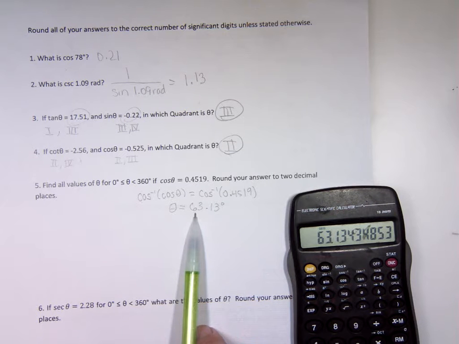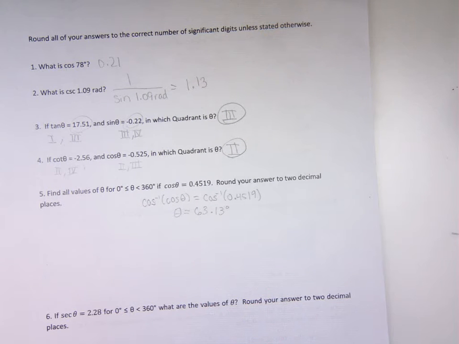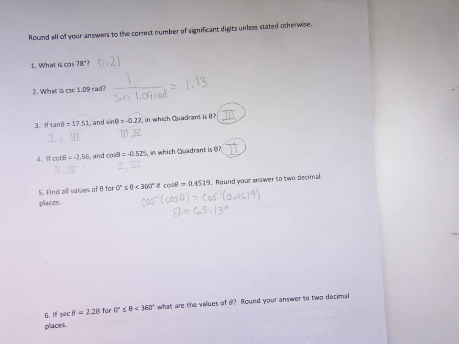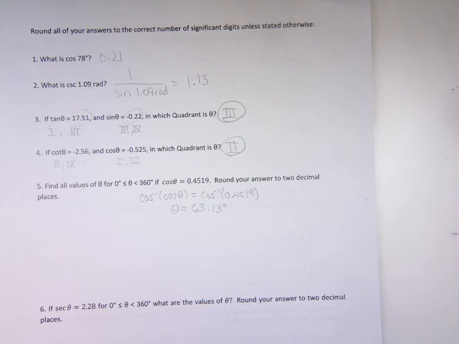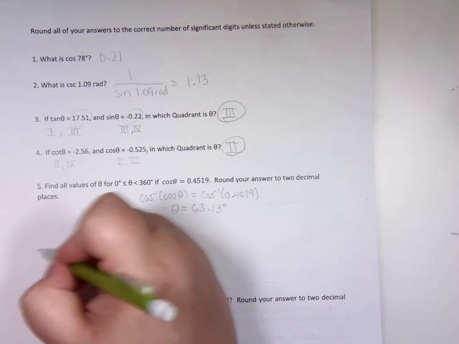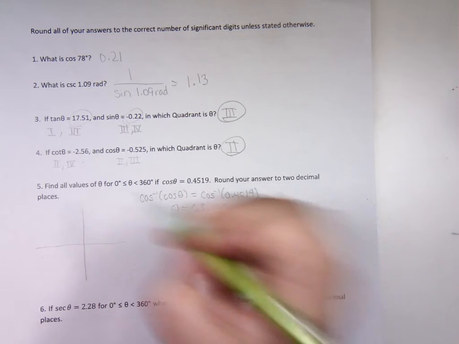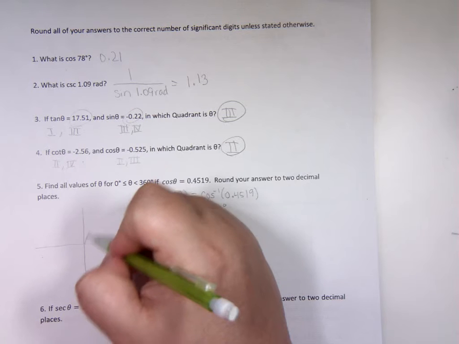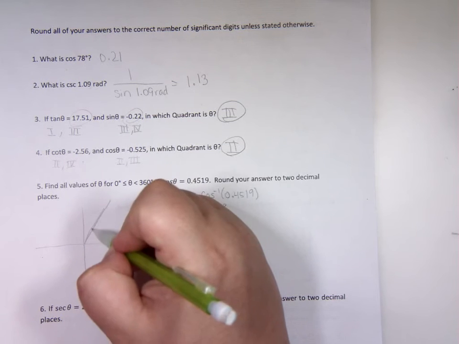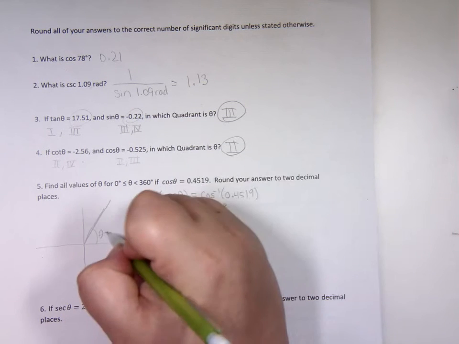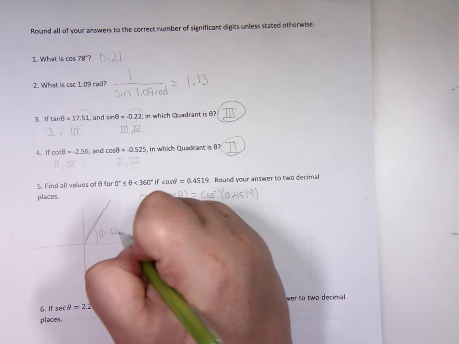degrees is in quadrant 1, but cosine is also positive in quadrant 4. So we have to find the quadrant 4 angle that's going to have the same cosine value. What I like to do is draw a little picture. That always helps me. If you have some other way that you remember it, that's great. But I always like drawing in the reference angle. Okay, so here's theta, right? Theta equals 63.13 degrees.